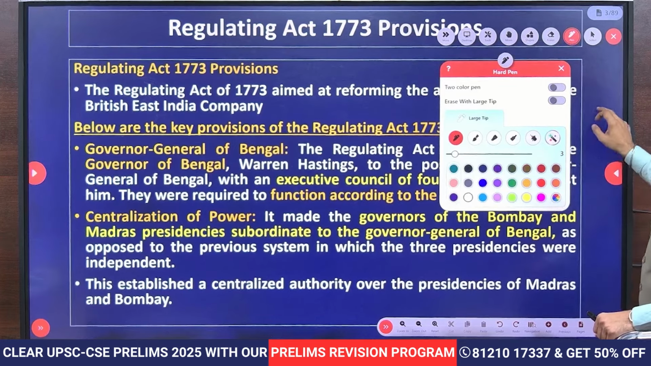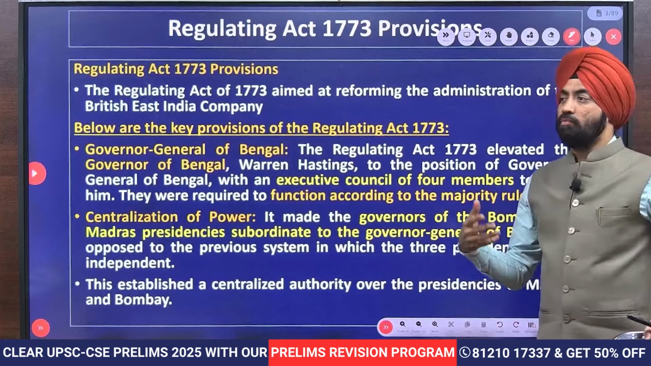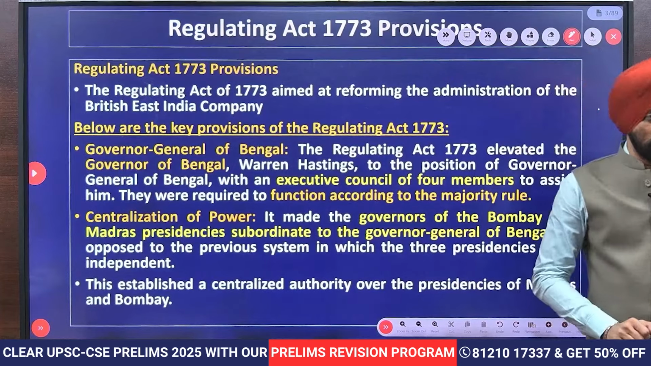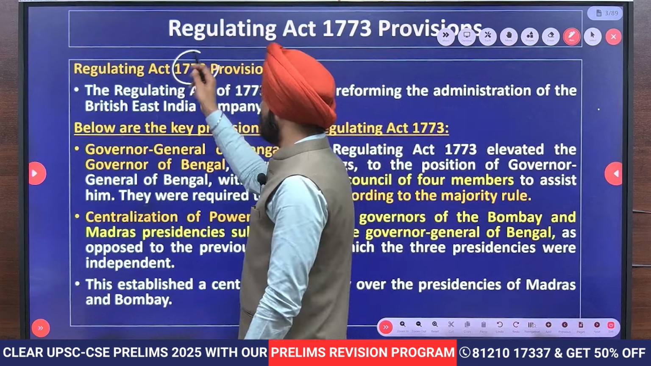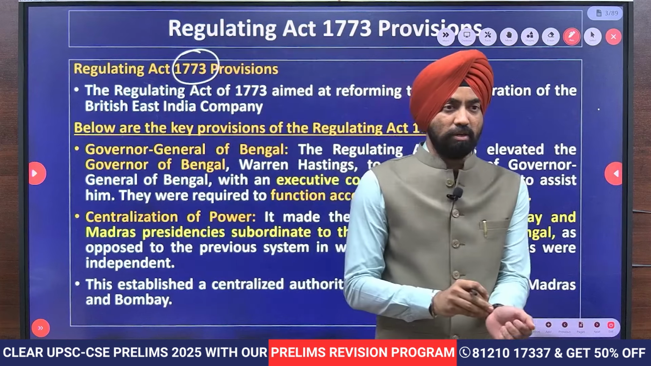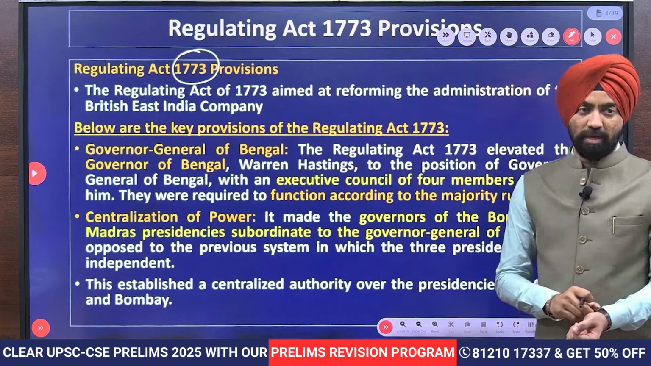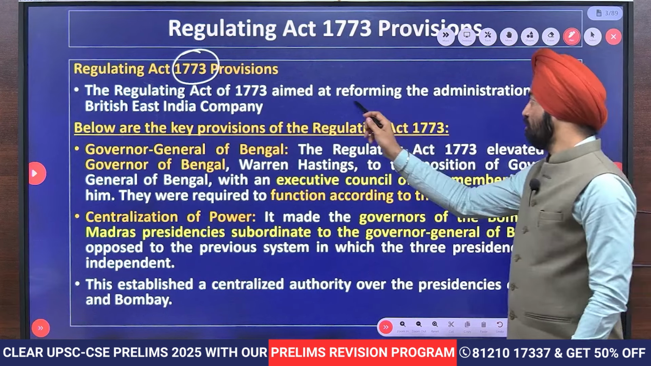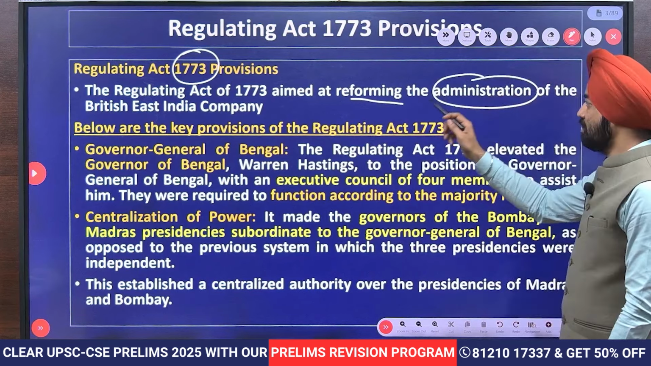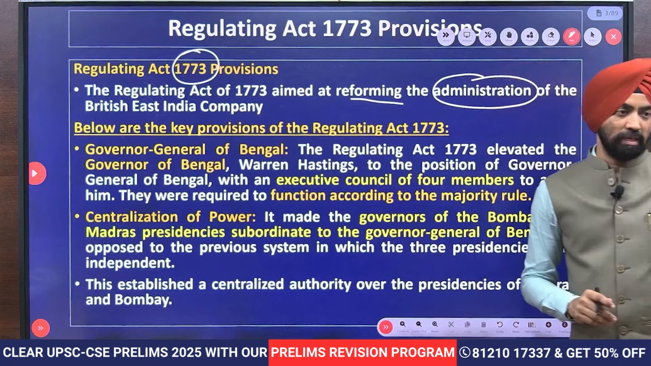We'll start off with a few acts and other things which were from before the Constitution. If you go to the acts, it all starts from which act? The Regulating Act of 1773. Why was this act particularly passed? It was aimed at reforming the administration of the British East India Company.